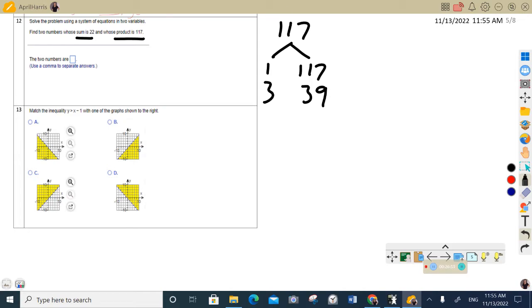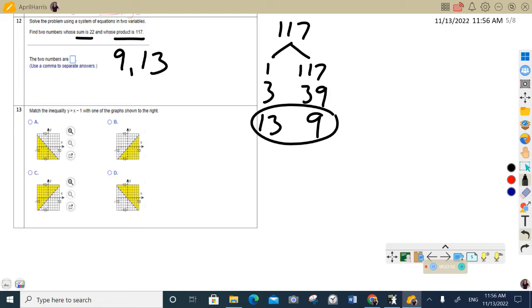Well, I know that 39 is divisible by 13, so I did 117 divided by 13, and I got 9. So 13 times 9 gives you 117, and guess what? The sum of that is 22. So my 2 numbers are 9, comma, and 13.